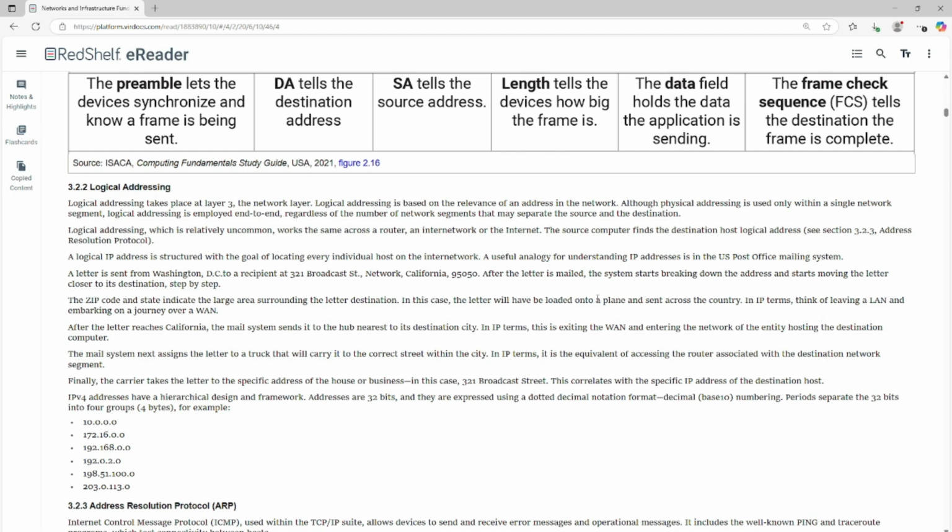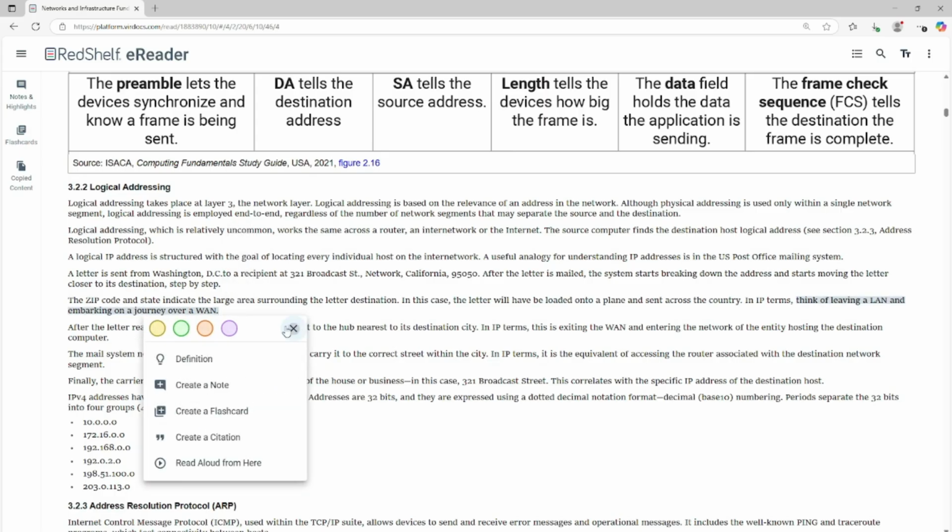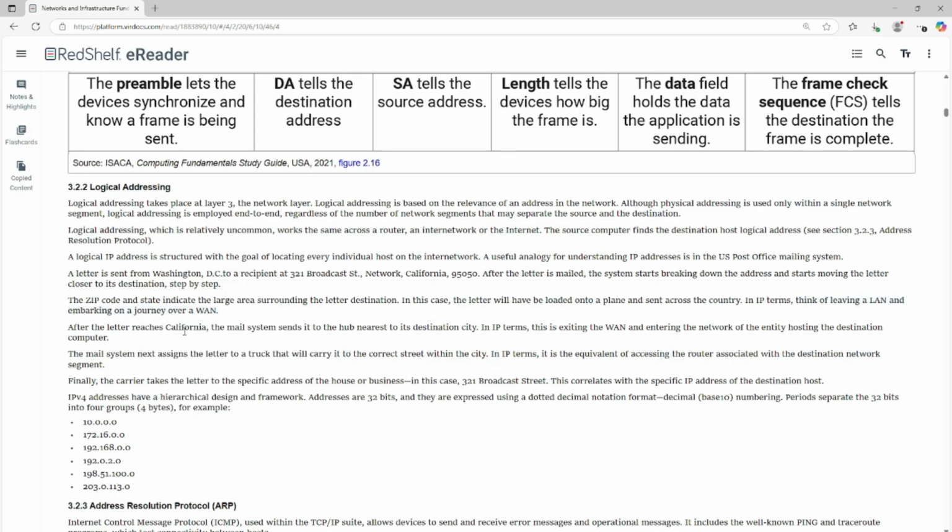In IP terms, that letter is the data that is leaving the local area network and embarking on a journey over a wide area network. After the letter reaches the destination, which in this case is the state of California, the mail system sends it to the hub nearest to its destination, like the city. It starts taking it down to the city, to that local area, right?